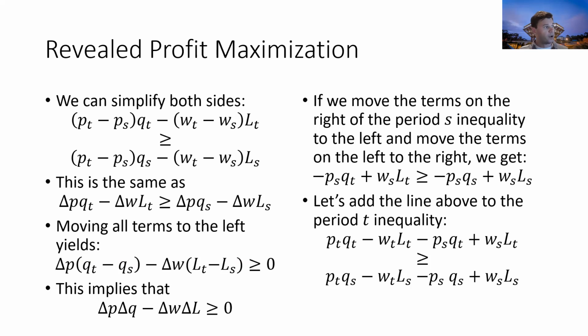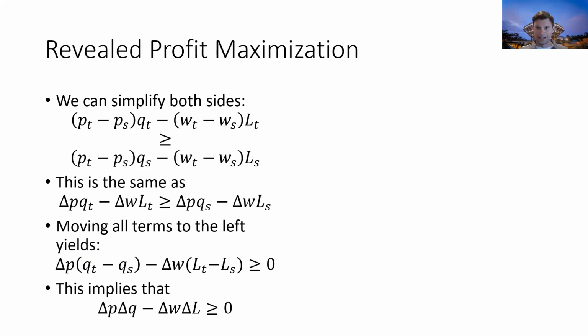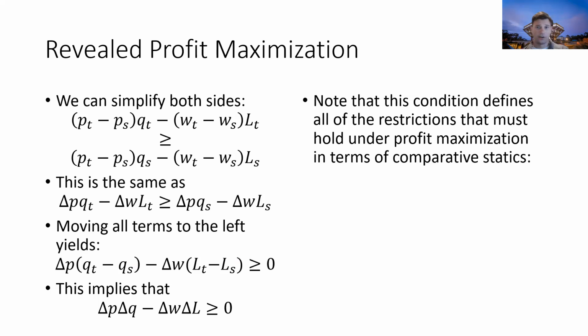Now, all I'm going to do here is add that delta W times delta L over to the other side. But this condition here defines for us all of the restrictions that must hold under profit maximization. Which means if you give me numbers for the data, I can plug that in here and check, does this condition hold or not? If we plug in actual data and we see, hey, this condition doesn't hold, then what does that tell us?